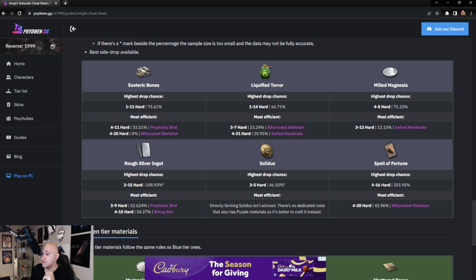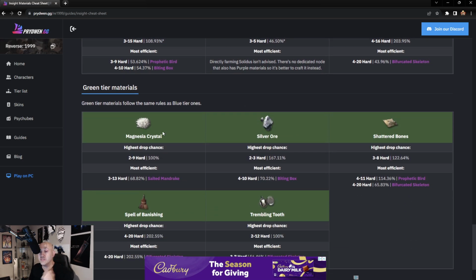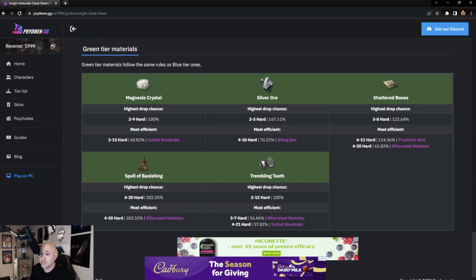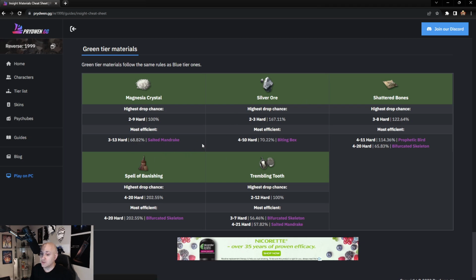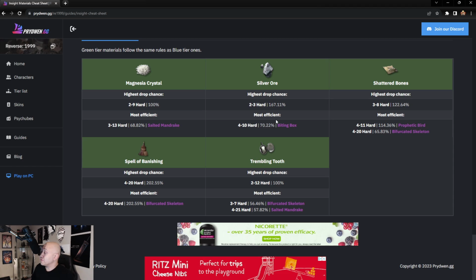Spell of Fortune, 416, 203%. So again, there's no asterisks there. So that means it's for sure dropping. And then green tier material, right? Here you go. Silver ore, 167%, 2-3. And then Spell of Banishing, for example, 420. You can do that one at 202. So these two are the best chances to get yourself some Solidus. And that'll increase your chance to save some stamina, create some of the harder things through crafting, and benefit to level up your characters, insight, or your resonant.